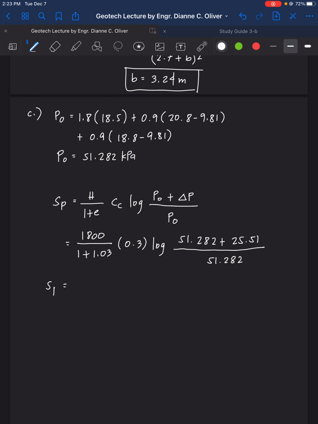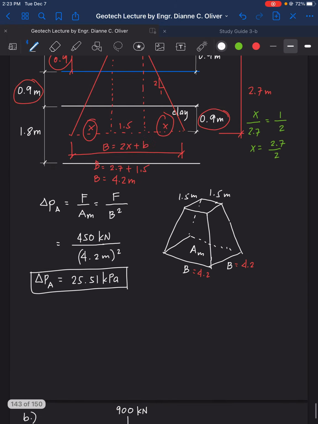So S sub P, the settlement at A. Okay, so if we put here, settlement at A is the same as the settlement of B. That is equal to 46.65 millimeters. Okay, so that's for problem number 4.